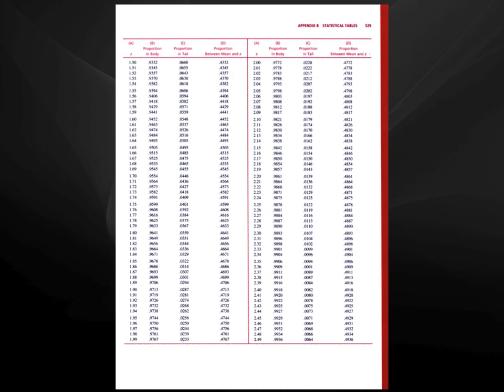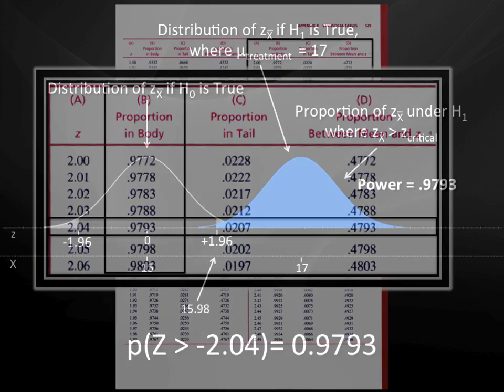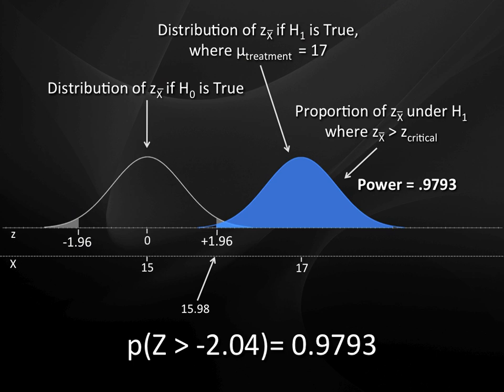Now we can go to our unit normal table. We're going to look for that z-value, 2.04, and we see the proportion in the body is 0.9793. Now remember what that is. That is now power. That's the proportion of the time, if we're actually taking a sample from a distribution centered at 17, that we would get a sample mean that would exceed 15.98. Or said differently, that's the proportion of the time, if we're taking a sample from a distribution centered at 17, that we would get a sample z sub x bar exceeding 1.96. Said yet another way, that's the proportion of the time we would get a sample that isn't going to be confused with chance as an explanation for why it's so extreme.